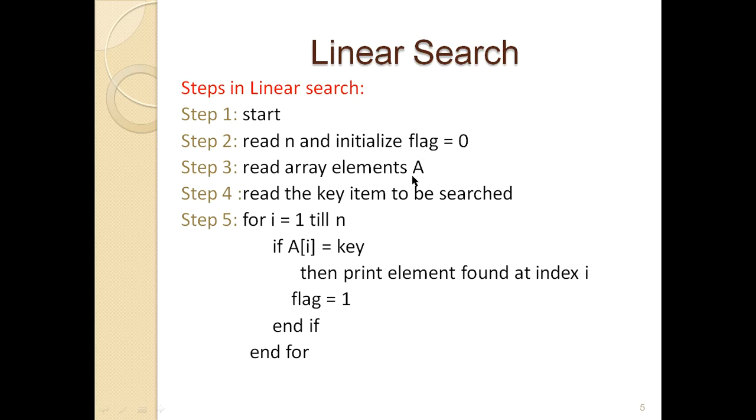Then read the array elements A, then read the key item to be searched. Now iterate with a for loop, for I equals 1 to n. If a of I is equal to the key element, then print element found at index I. Then set flag to 1 because we have got the key element. If not, we have to repeat this, starting from 1 till n. If you got it, flag is 1. If you did not get it, then the search is unsuccessful.